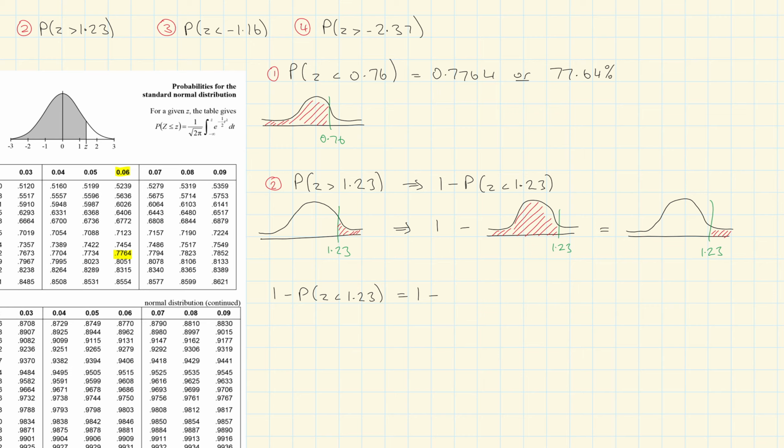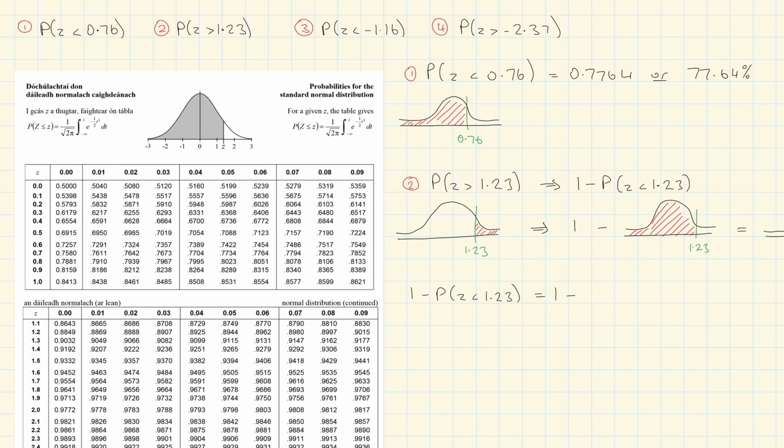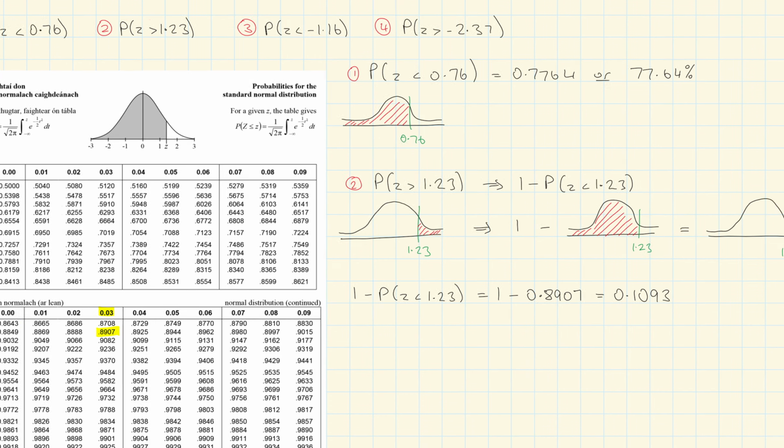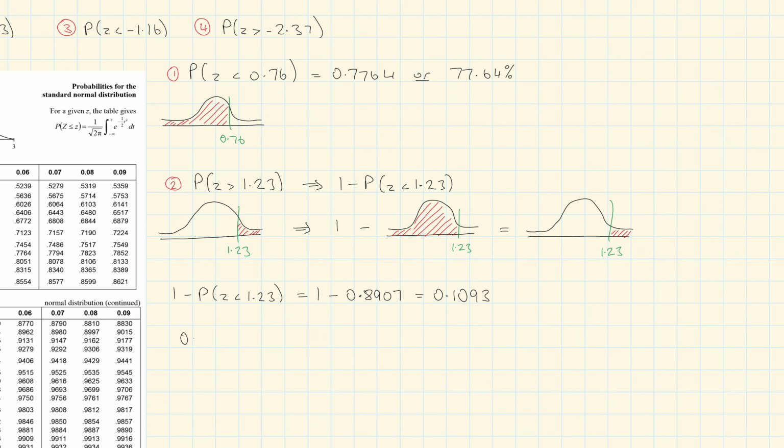So that's 1 minus, I'm going to go to our log tables. So it's 1.23 gives me 0.8907. Into our calculator, 1 minus 0.8907 gives me 0.1093. So my answer there is 0.1093, or 10.93%.